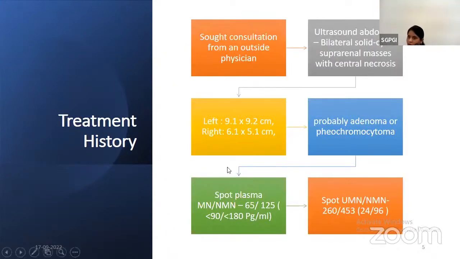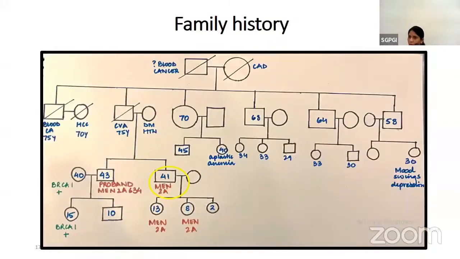Outside, the patient consulted and an ultrasound abdomen showed a bilateral solid cystic suprarenal mass with central areas of necrosis, and probably it was adenoma or pheochromocytoma. Spot urine metanephrines were raised. However, spot plasma metanephrines and normetanephrines were within the normal range.